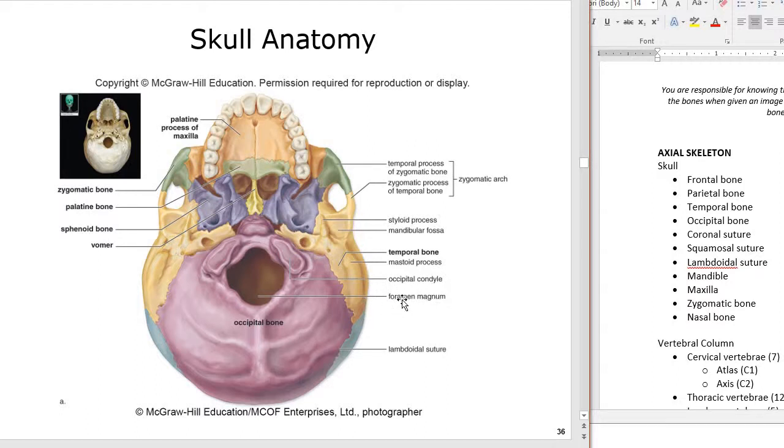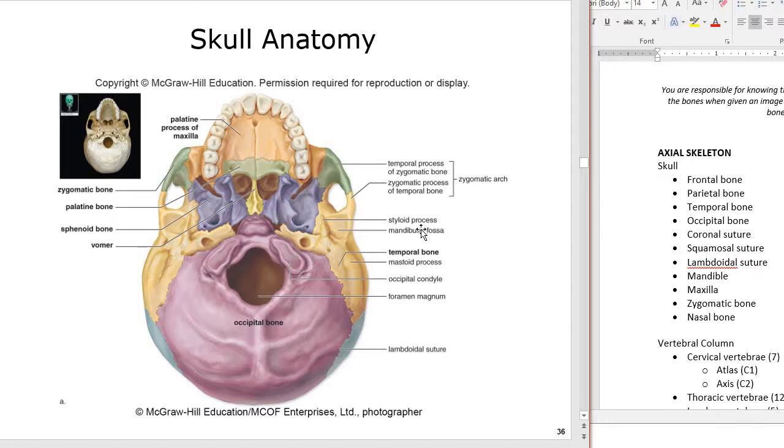So we have a foramen magnum. Remember, foramen is a hole. Magnum means great or large. So the large hole at the base of the skull is the foramen magnum. Here's an occipital condyle. We talked about a condyle, which is an articulation. This is where the skull articulates with the vertebral column.